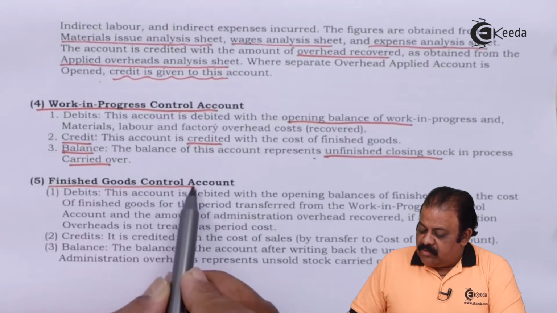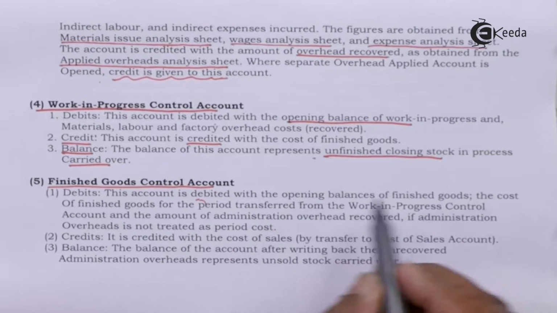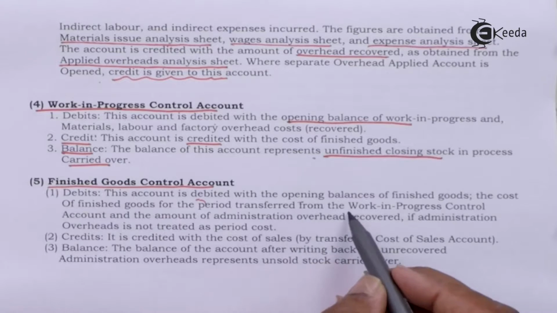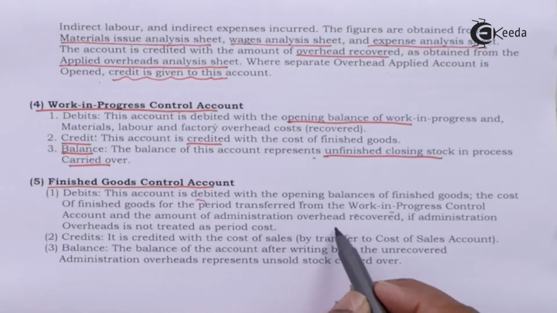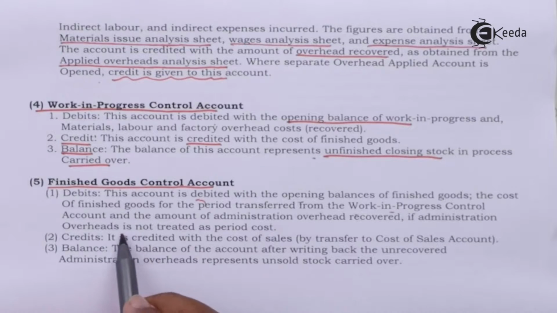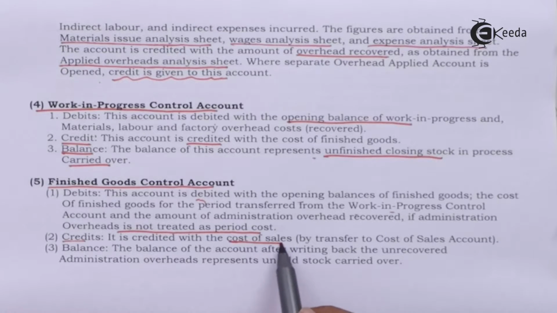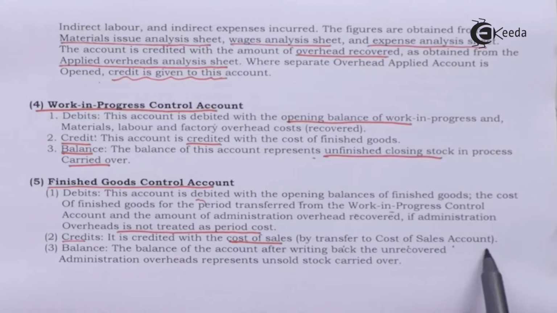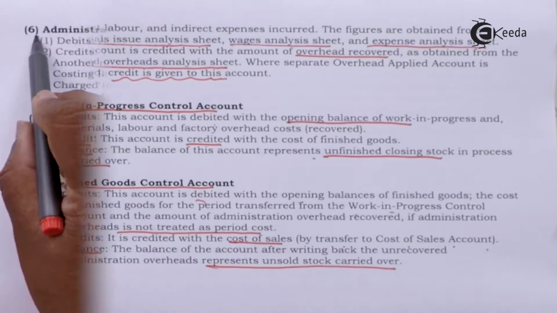Finished goods control account. Debits. This account is debited with the opening balance of finished goods, the cost of finished goods for the period transferred from work in progress control account, and the amount of administration overheads recovered if administration overheads is not treated as period cost. Credits. It is credited with the cost of sales by transfer to cost of sales account. The balance of this account after writing back the unrecovered administration overheads represents unsold stock carried over.